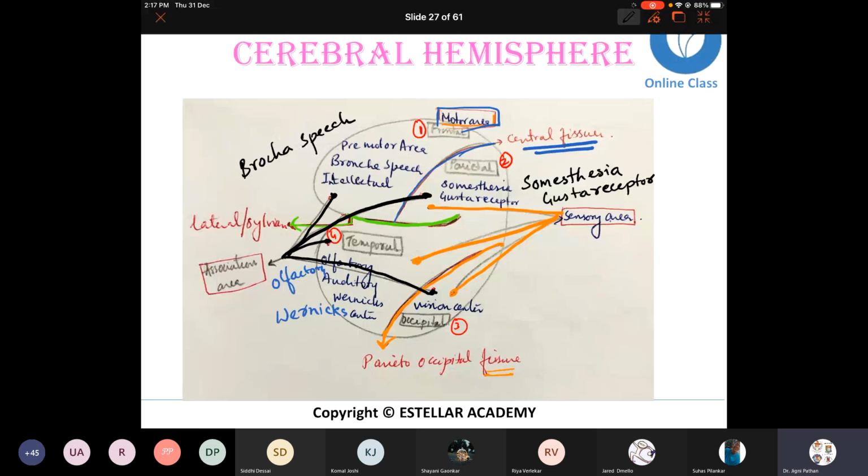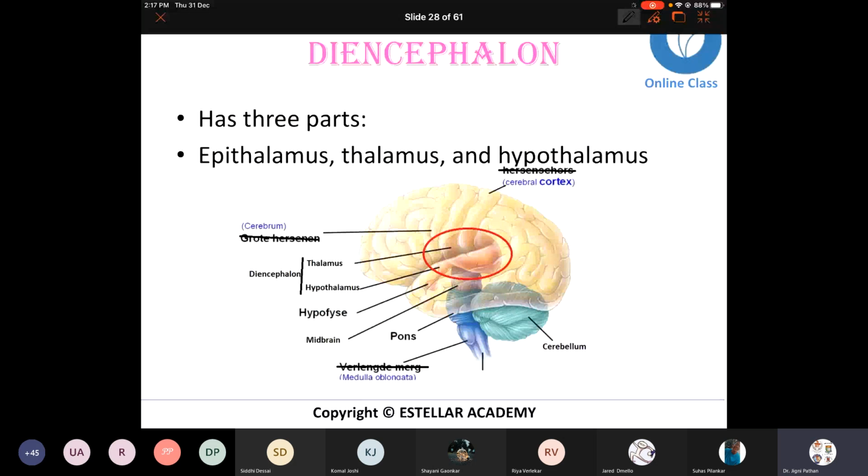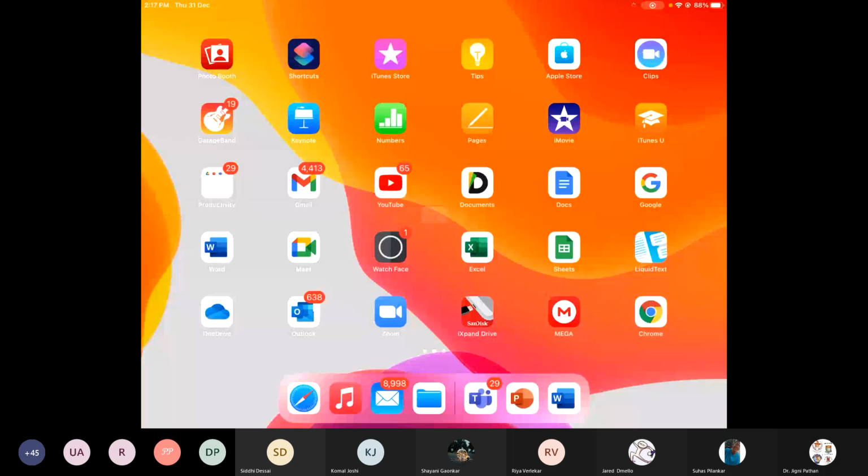Then the temporal lobe is concerned with olfactory, which means smell, and auditory, hearing. Wernicke's means where you understand the language. Speaking the language is present in the frontal area. Understanding is present in the temporal area. Then there's the vision center in the occipital lobe. So these all are the centers of the cerebral hemisphere. Next. Please write this down.